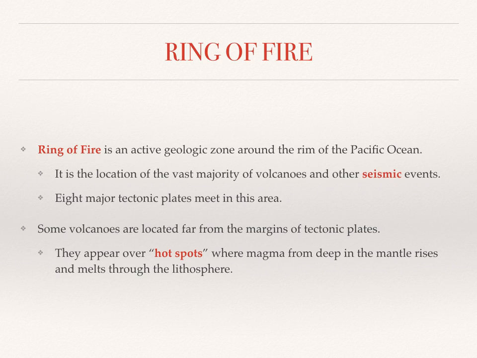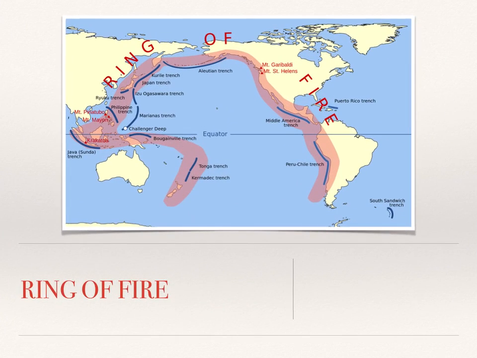Some volcanoes are located far from the margins of tectonic plates. These types of volcanoes appear over hot spots, where magma from deep in the mantle rises and melts through the lithosphere. Ring of Fire. Here's a map of the Ring of Fire.